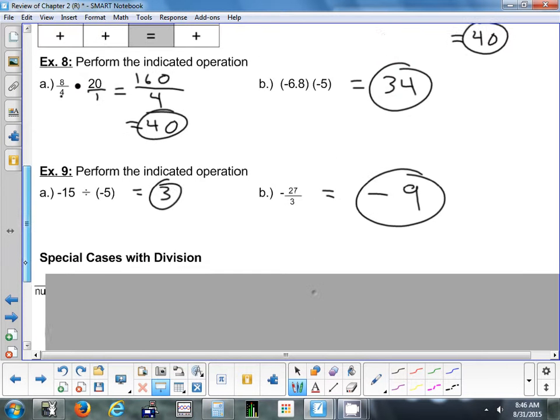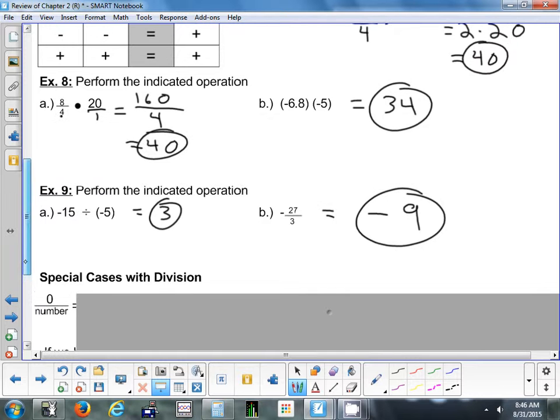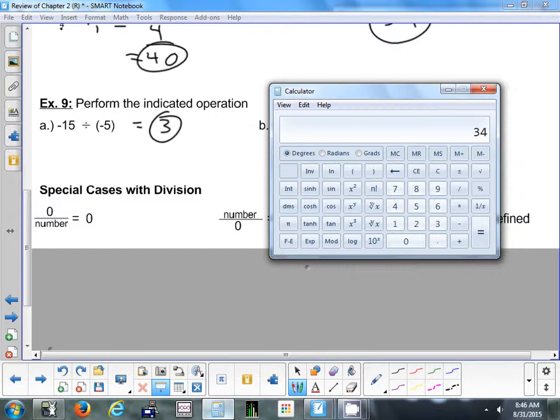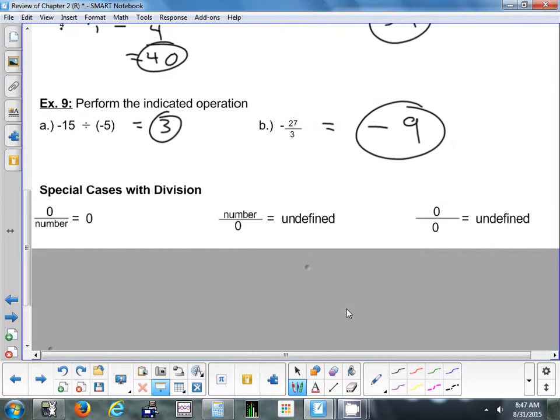Okay, special cases. Anytime, Mr. Hager, they have this all written out on this sheet. Anytime you've got 0 involved with division, you have to be careful. Okay, let's look at the first case. 0 divided by any number. Let's just try a couple. It says here it's always going to come out to 0. Take 0 divided by 8. 0. 0 divided by 5. 0. 0 divided by negative 3.2. 0. 0 divided by anything is always 0.